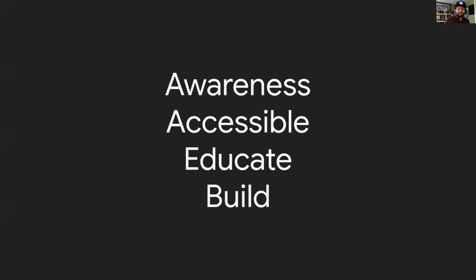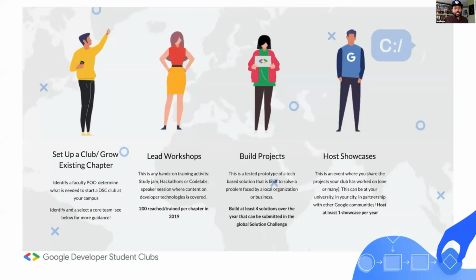So those are the 4 pillars. If you really think about what we're trying to do here, those would be 4 items that I can highlight from a very high level, and then you can drill down into each item. So in summary, we expect you to be a member of this community, grow, run and lead workshops, build projects and do some showcases.